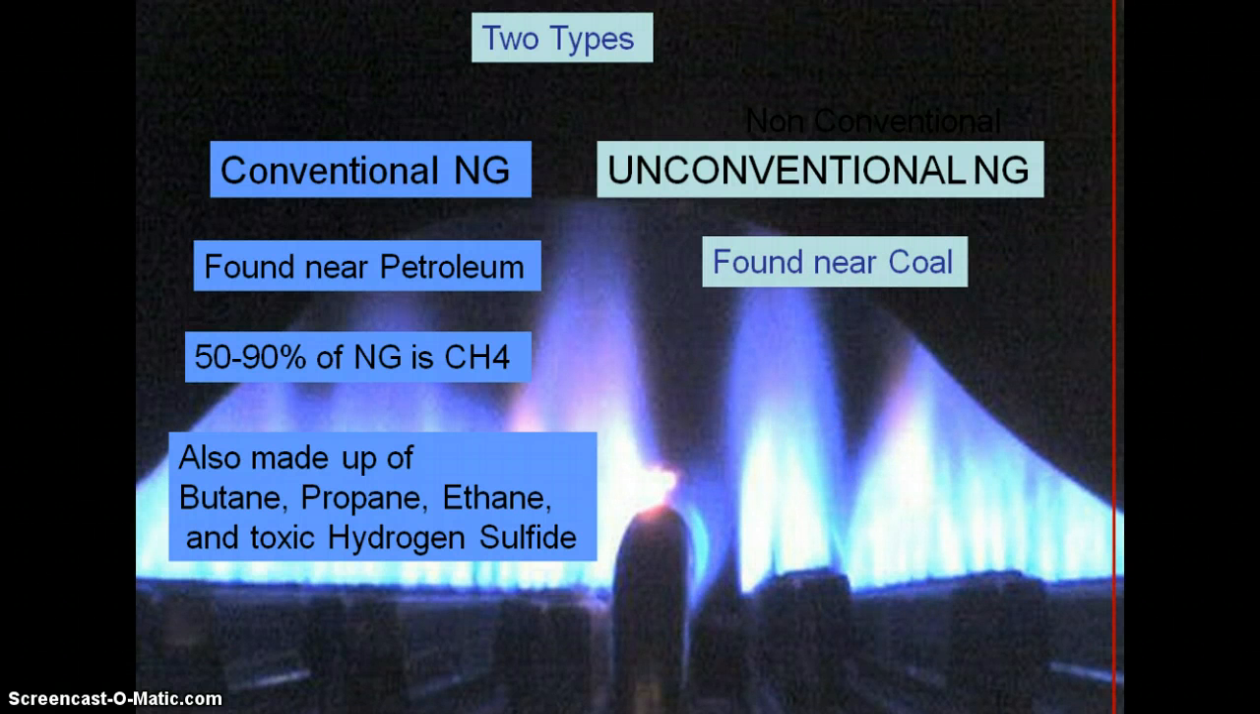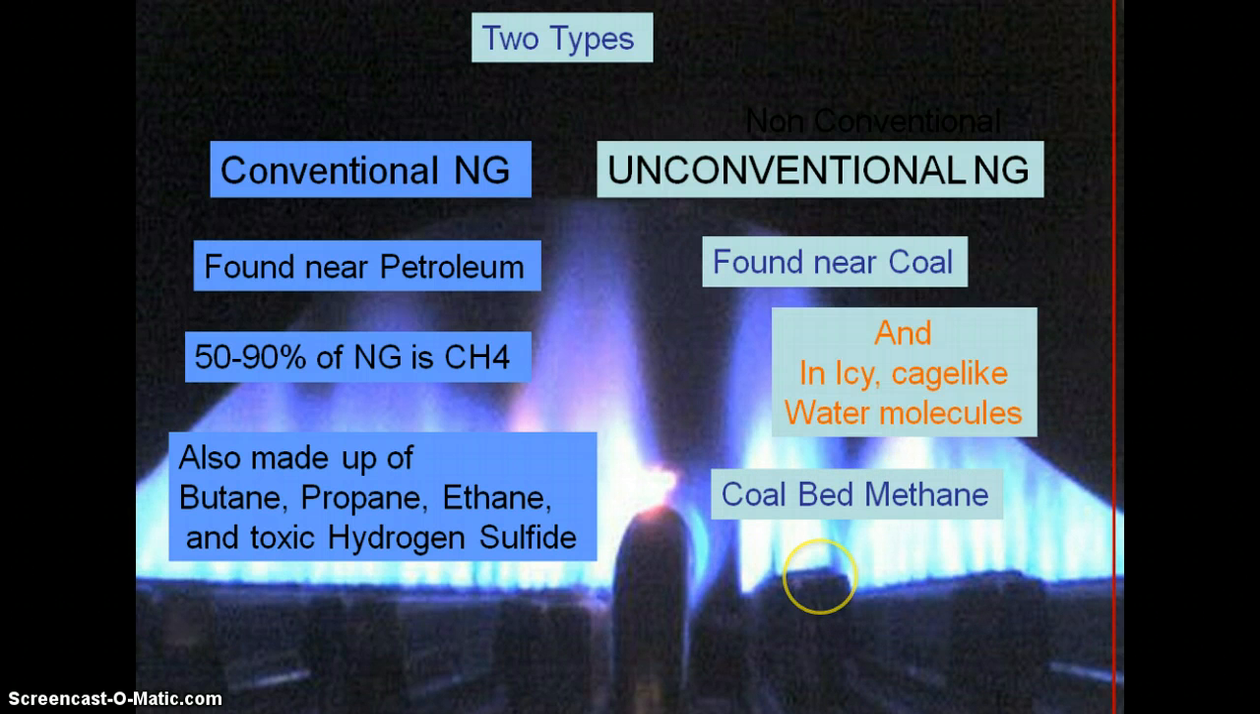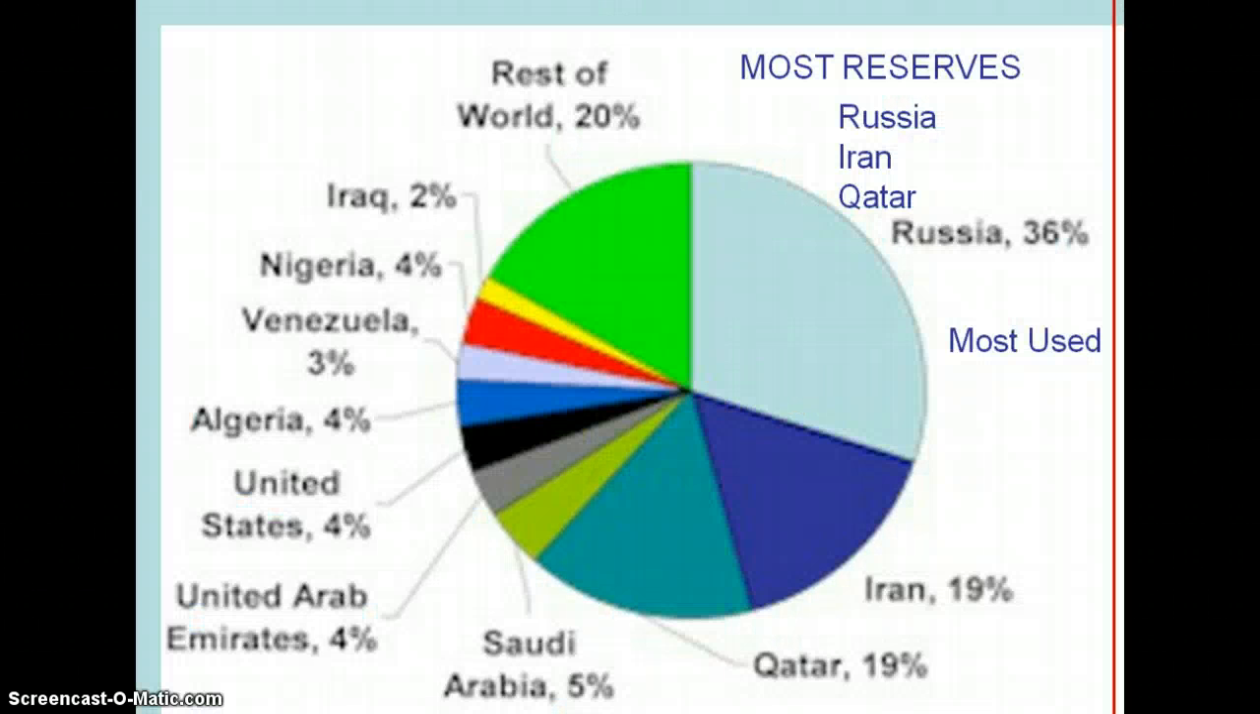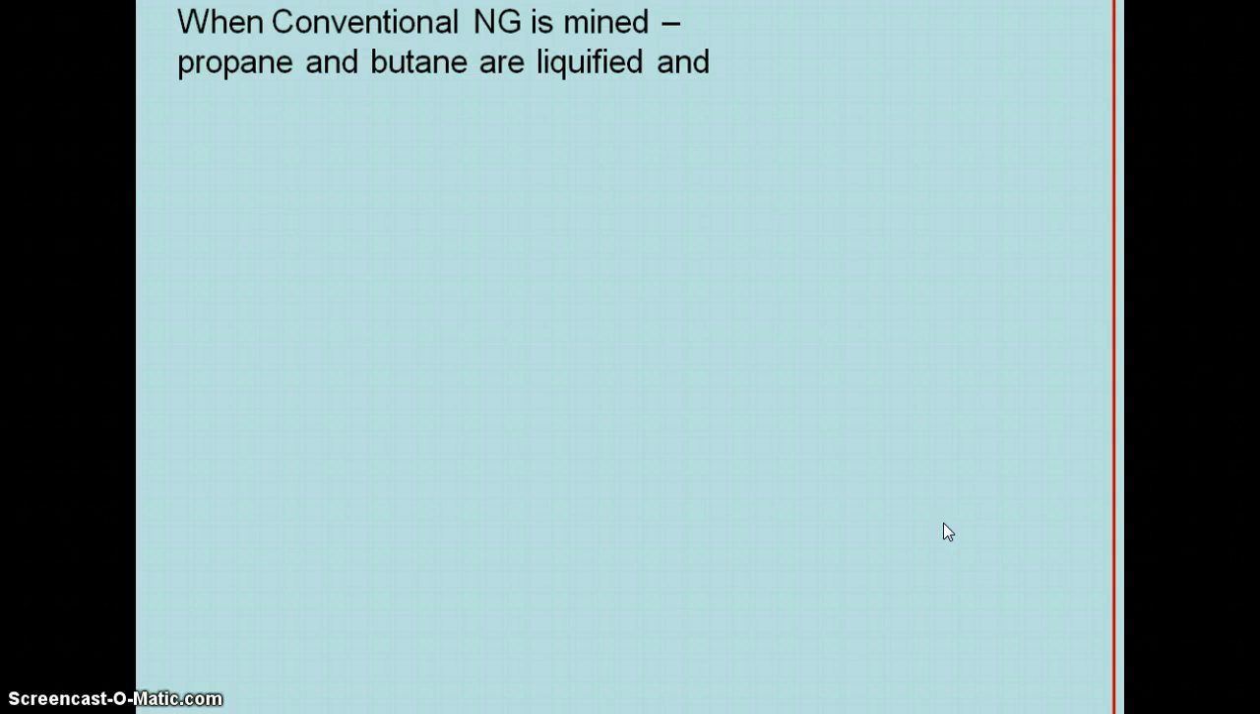Unconventional is found near coal. Very rare. Also made up of a lot of methane. Most reserves are in Russia, Iran, and Qatar. Is that how you say that? Who uses the most? We do. We do.